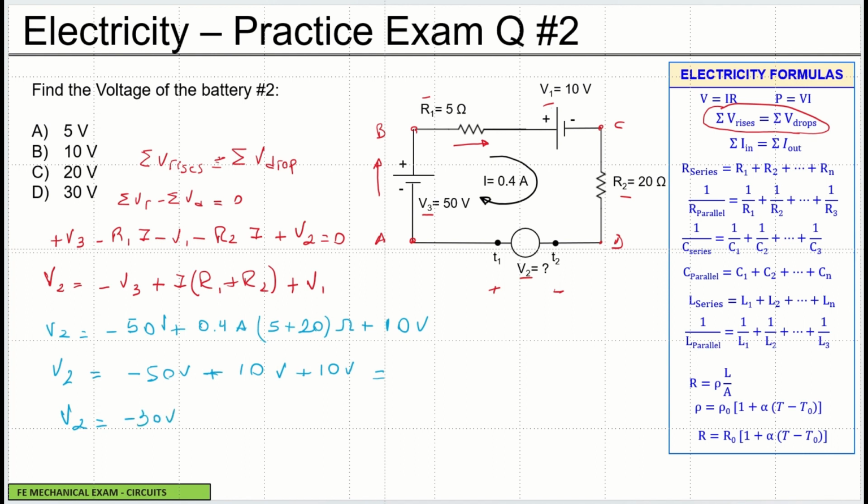I cannot have a negative voltage in a battery, it's always positive. What I assumed was that it was going from minus to plus. Because it gave me a negative number, it is going from plus to minus. So this is an inverse.